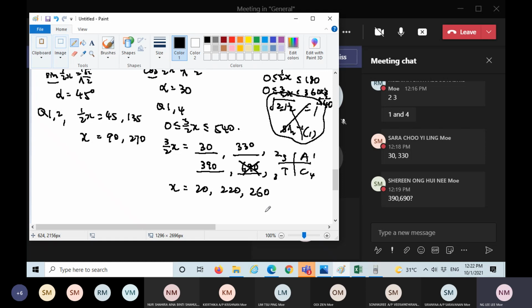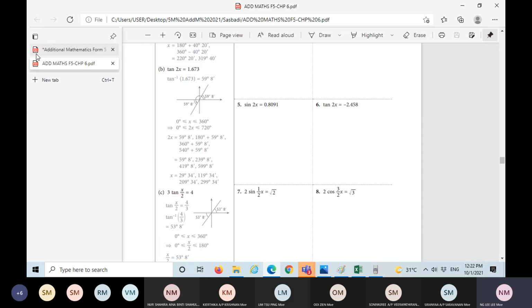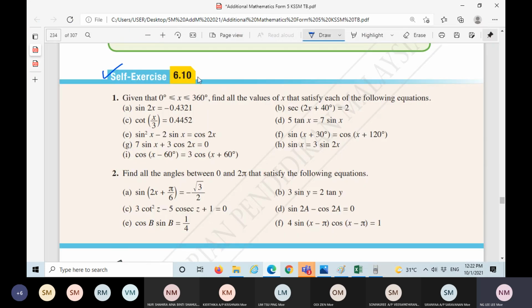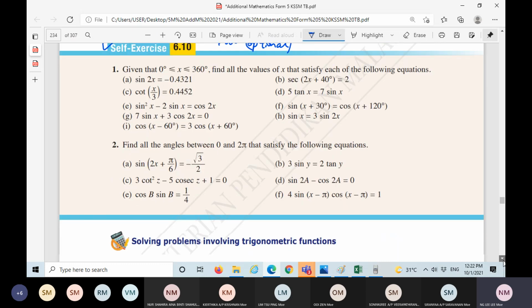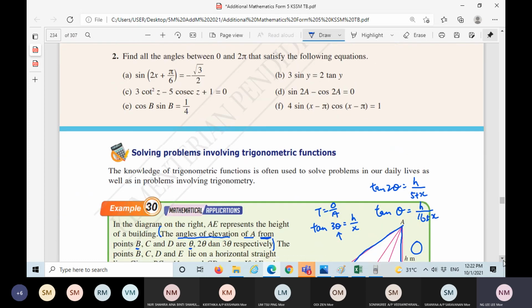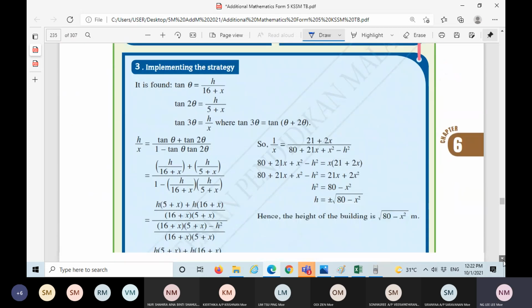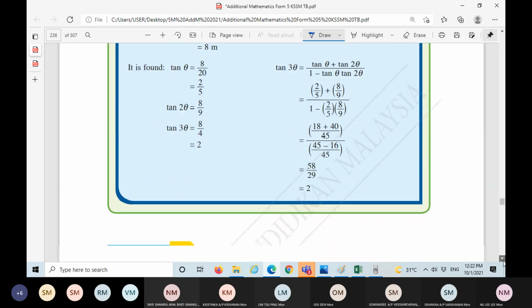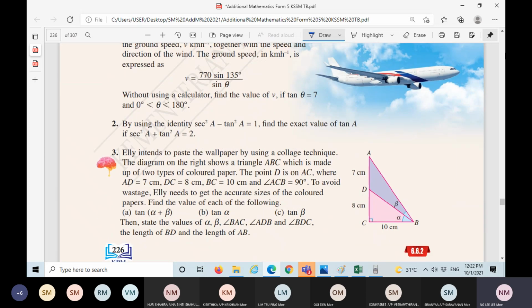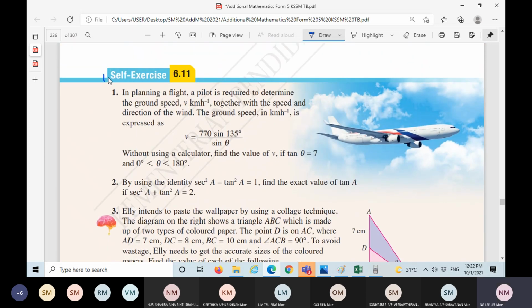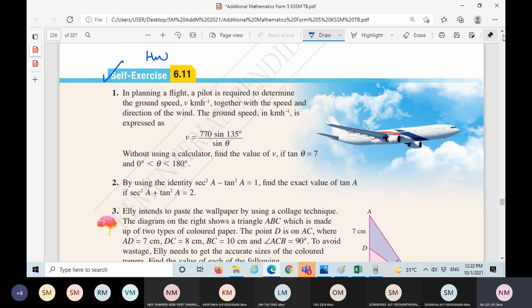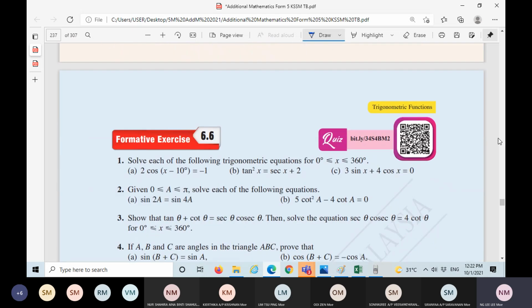Okay, and then we come back to the textbook a while. Textbook. So this exercise is optional. For those who want to do more, you can try this. For those who think you know enough already and don't want to try anymore, then forget about this. Then these questions, this exercise, please try. This one will be difficult, I guess. Question 1, 2, 3. Okay, that's all.